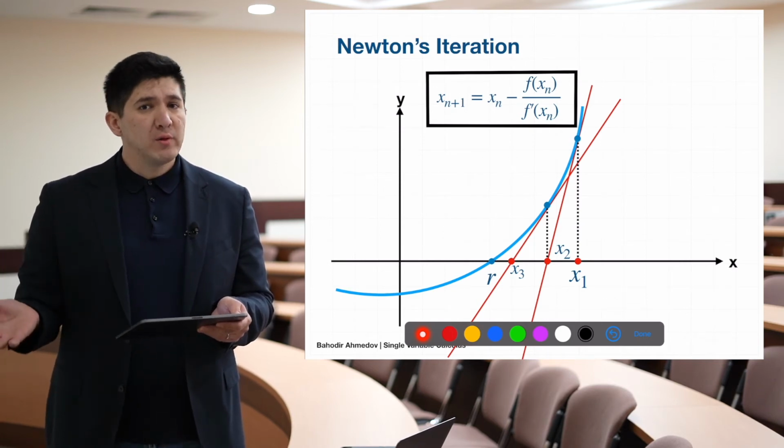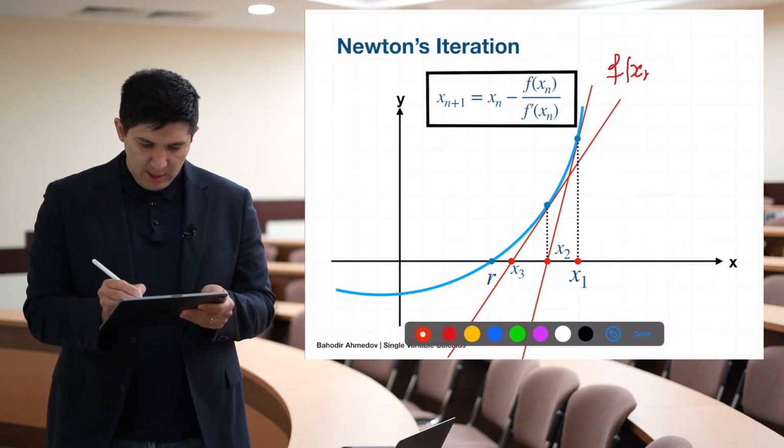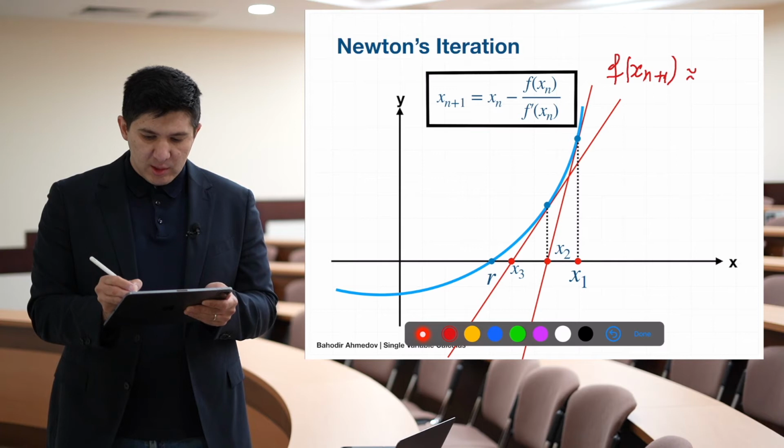How do I know whether I reached the root? I'm just going to substitute x n plus 1 into f and check whether it is equal to 0.